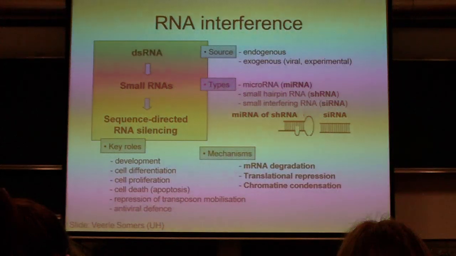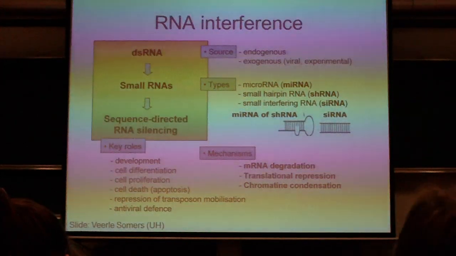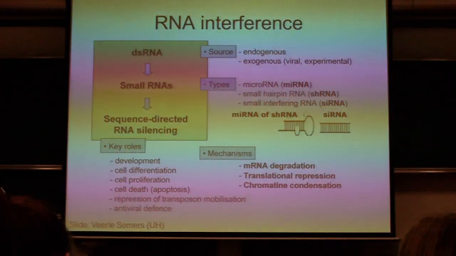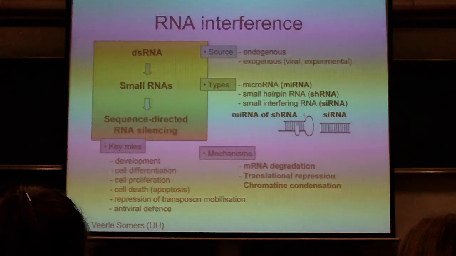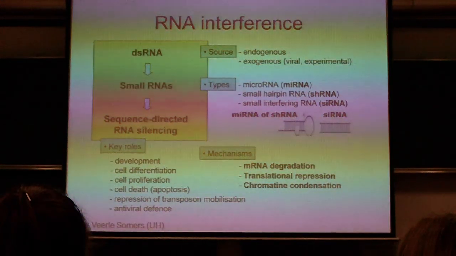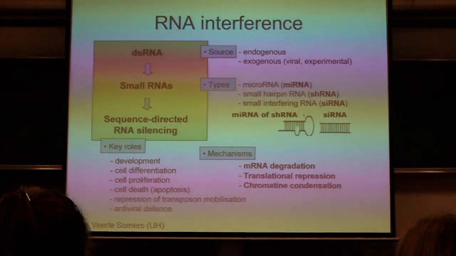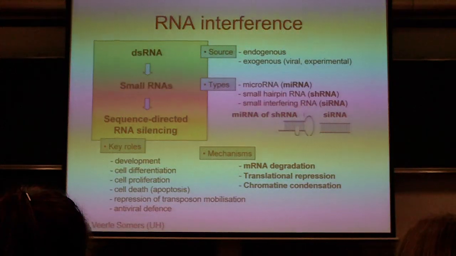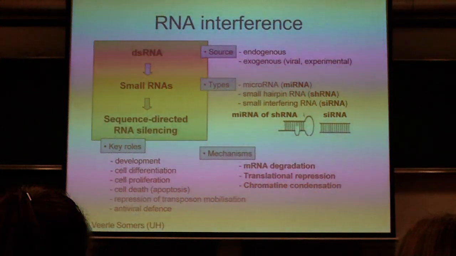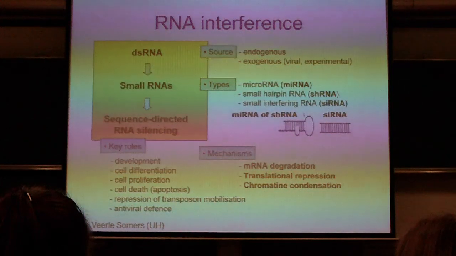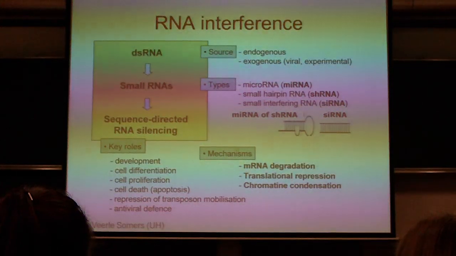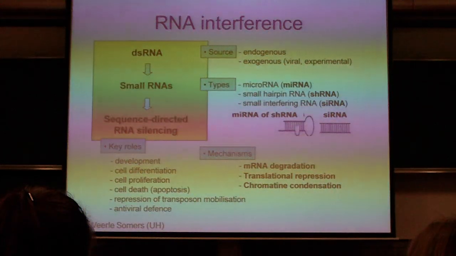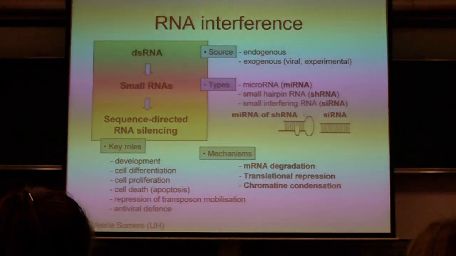So to start with the theoretical part, I will be addressing all of these blue squared topics. Where do they come from? The RNA interfering molecules, endogenous and exogenous types. I already talked about microRNAs, which also include the small hairpin RNAs, for example. Then the mechanisms that they use to regulate post-transcriptional gene expression, and the key roles they have in learning.